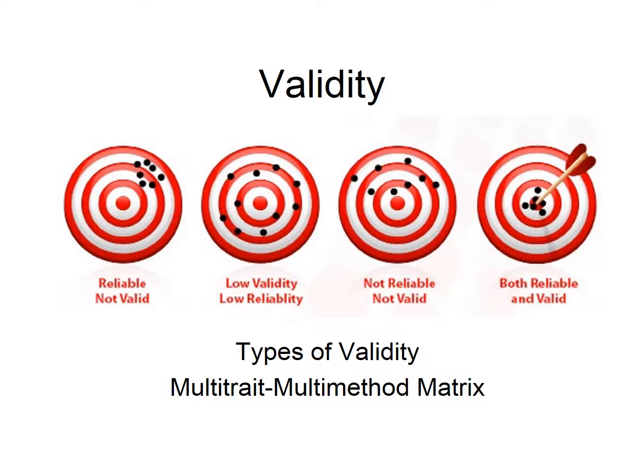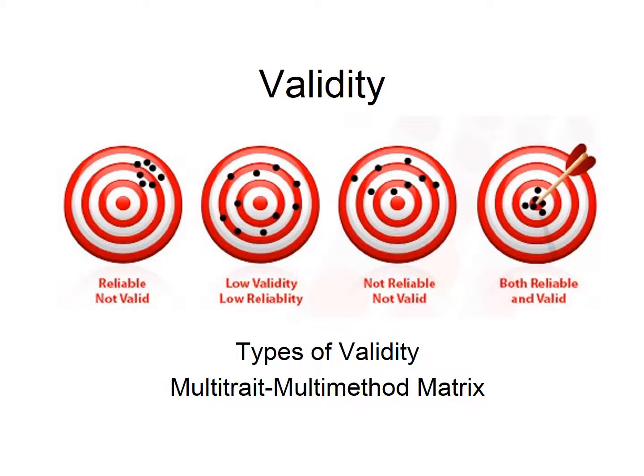So, using our targets here again, reliable but not valid is we find that when we give the test, we get reliable results. We're always hitting the same area, but we're not hitting the center of the target. We're not actually capturing the construct we are wanting.